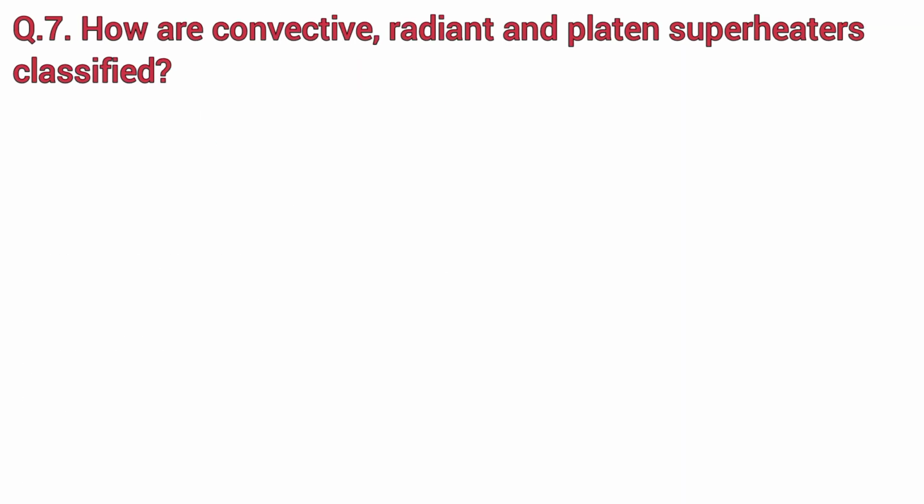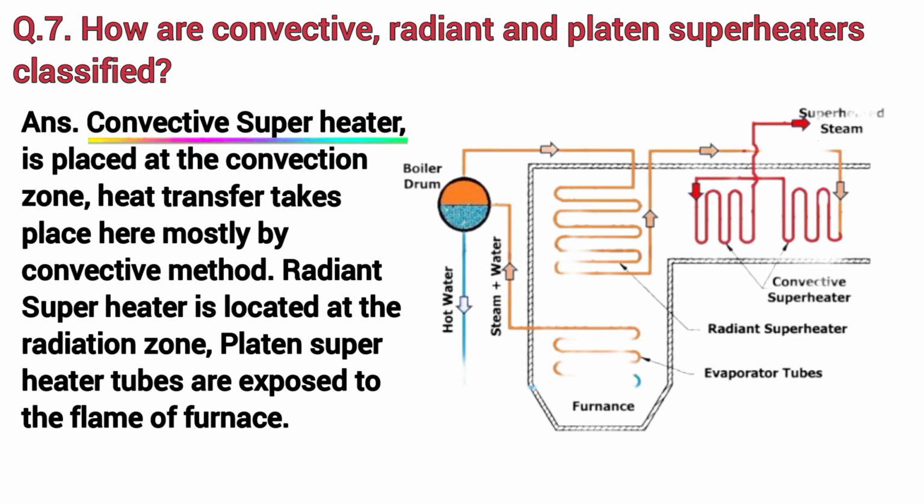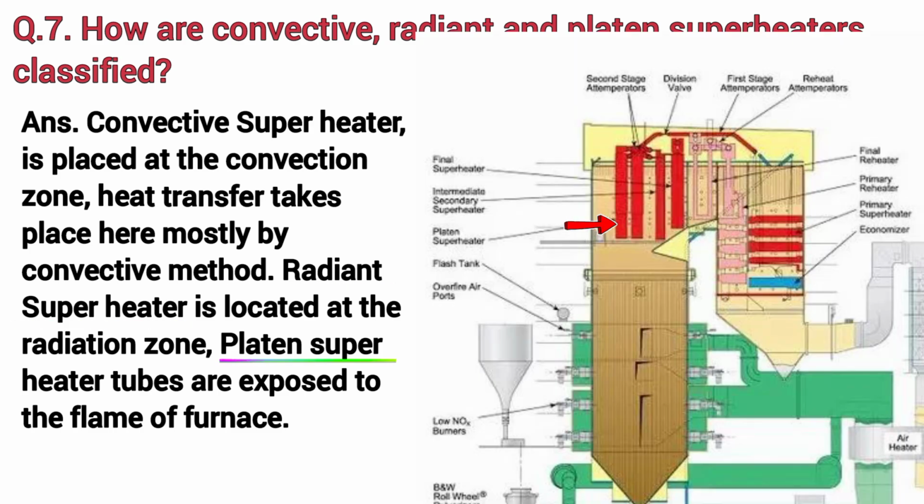How are convective, radiant and platen superheaters classified? Convective superheater is placed at the convection zone. Heat transfer takes place here mostly by the convective method. Radiant superheater is located at the radiation zone. Platen superheater tubes are exposed to the flame of the furnace.